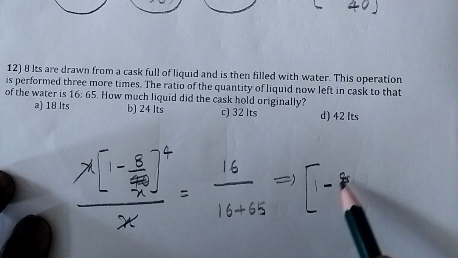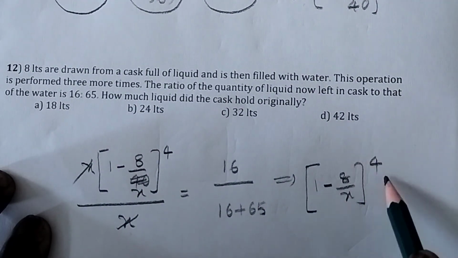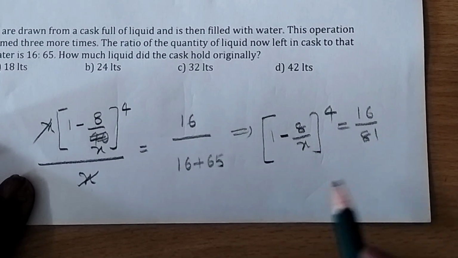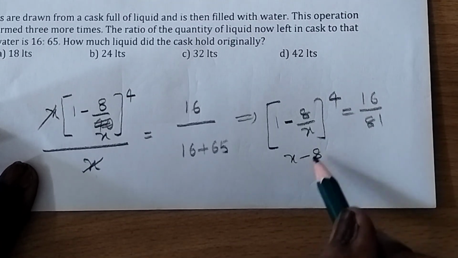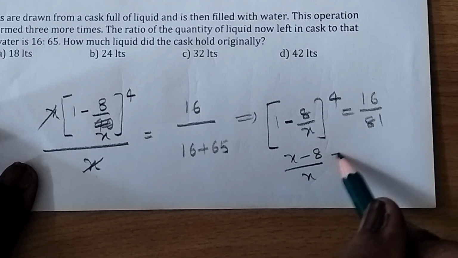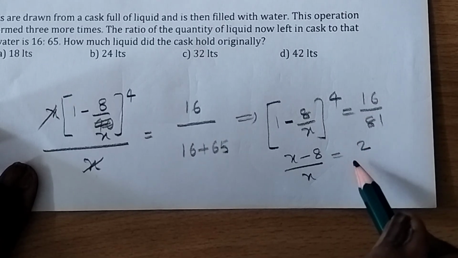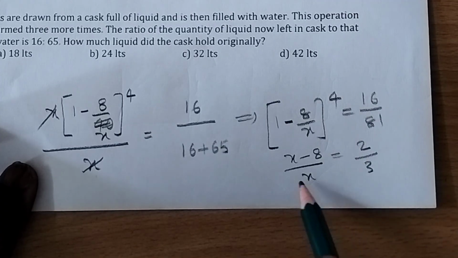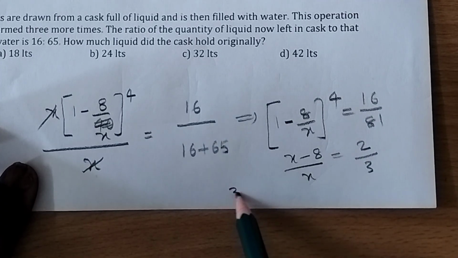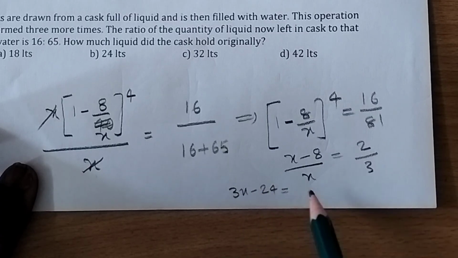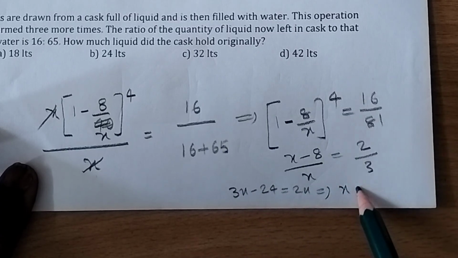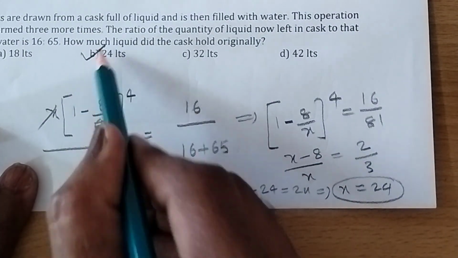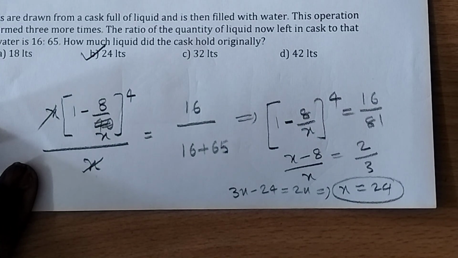So (1 minus 8 by x) to the power 4 equals 16 by 81. So this becomes (x minus 8) divided by x. The power 4 is taken to that side: the 4th root of 16 by 81 gives 2 by 3. After simplifying, 3x minus 24 equals 2x, which implies x equals 24. So the initial quantity is 24 liters. That's it. Thank you.